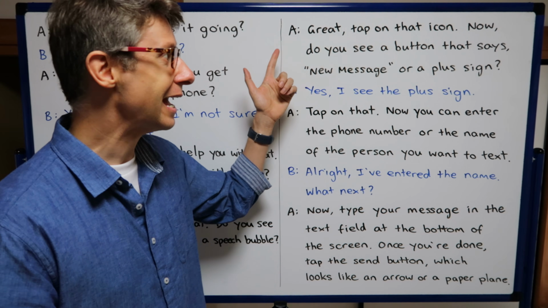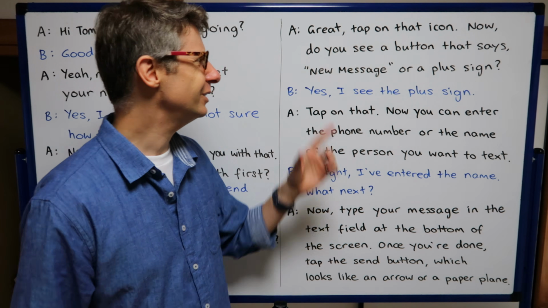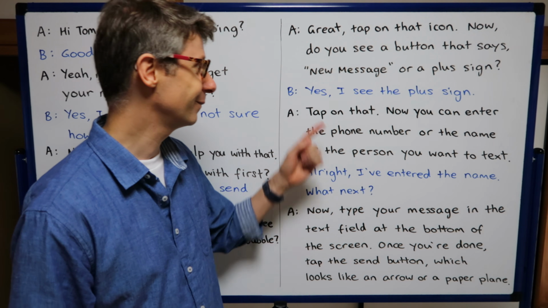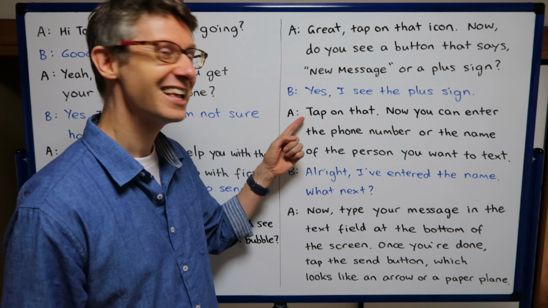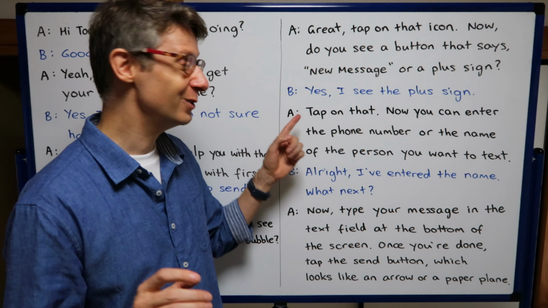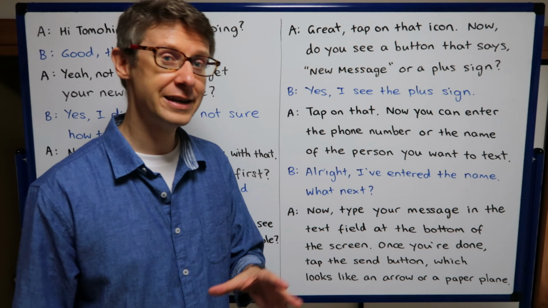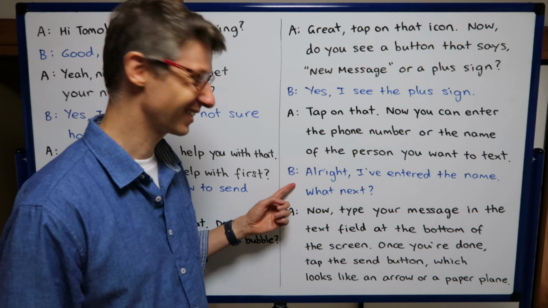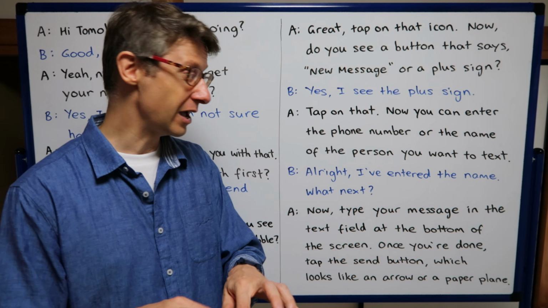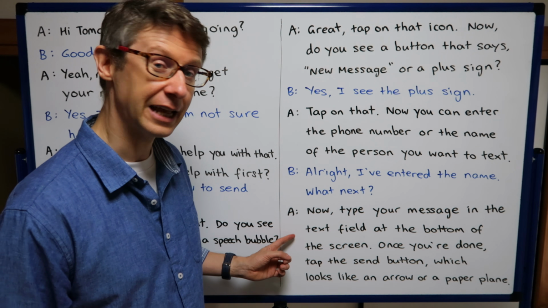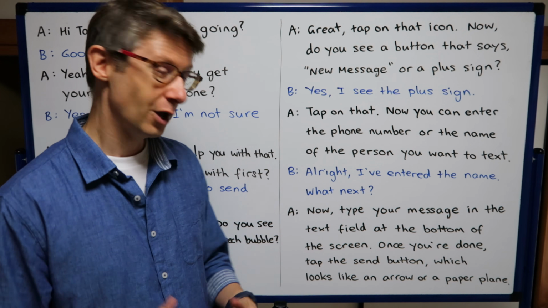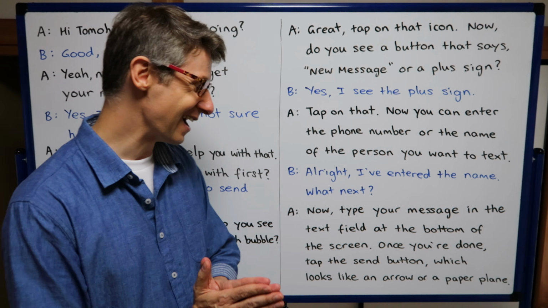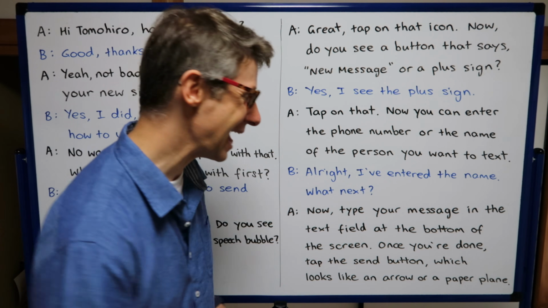Great. Tap on that icon. Now, do you see a button that says new message or a plus sign? Tap on that. Now, you can enter the phone number or the name of the person you want to text. Now type your message in the text field at the bottom of the screen. Once you're done, tap the send button, which looks like an arrow or a paper plane.